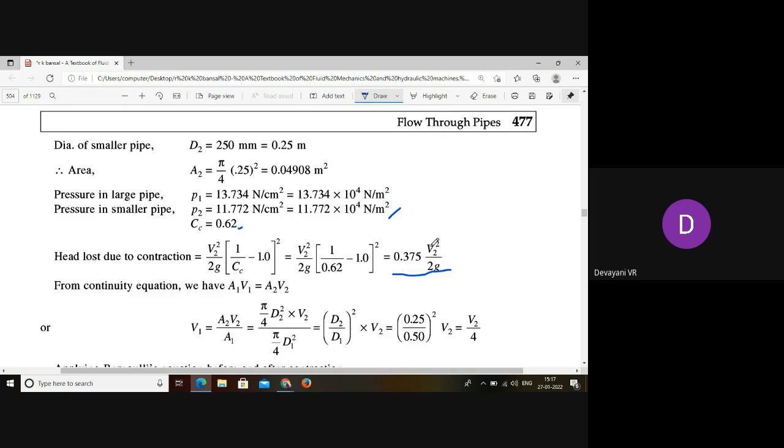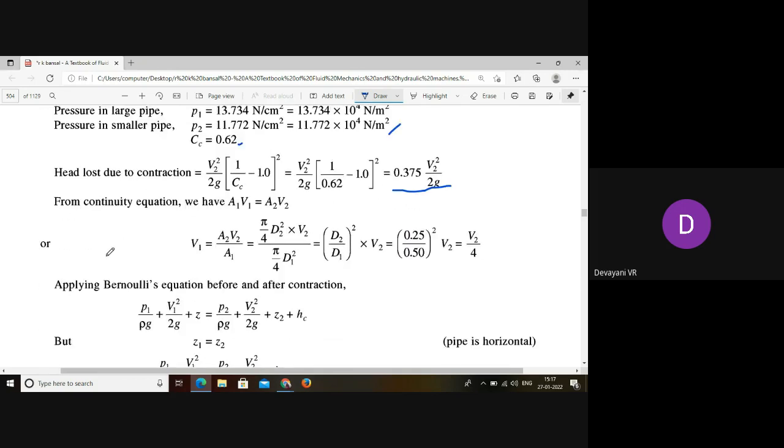But here we don't know the V2 value to calculate the head loss due to contraction. So to calculate V2, we can use one formula, that is the continuity equation. From the continuity equation we can get A1 V1 is equal to A2 V2, and from there V1 is equal to A2 V2 by A1. So here we know the values for the areas. By substituting the areas we can get V1 as V2 by 4.